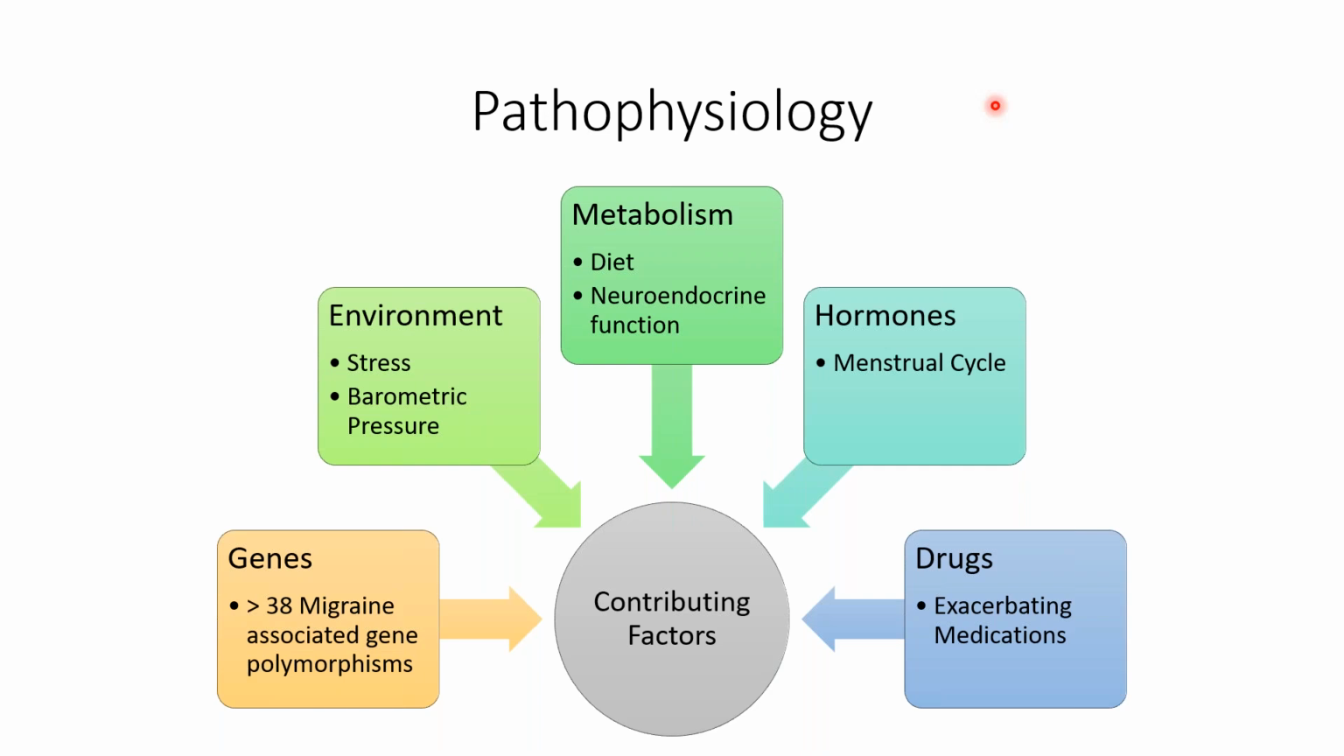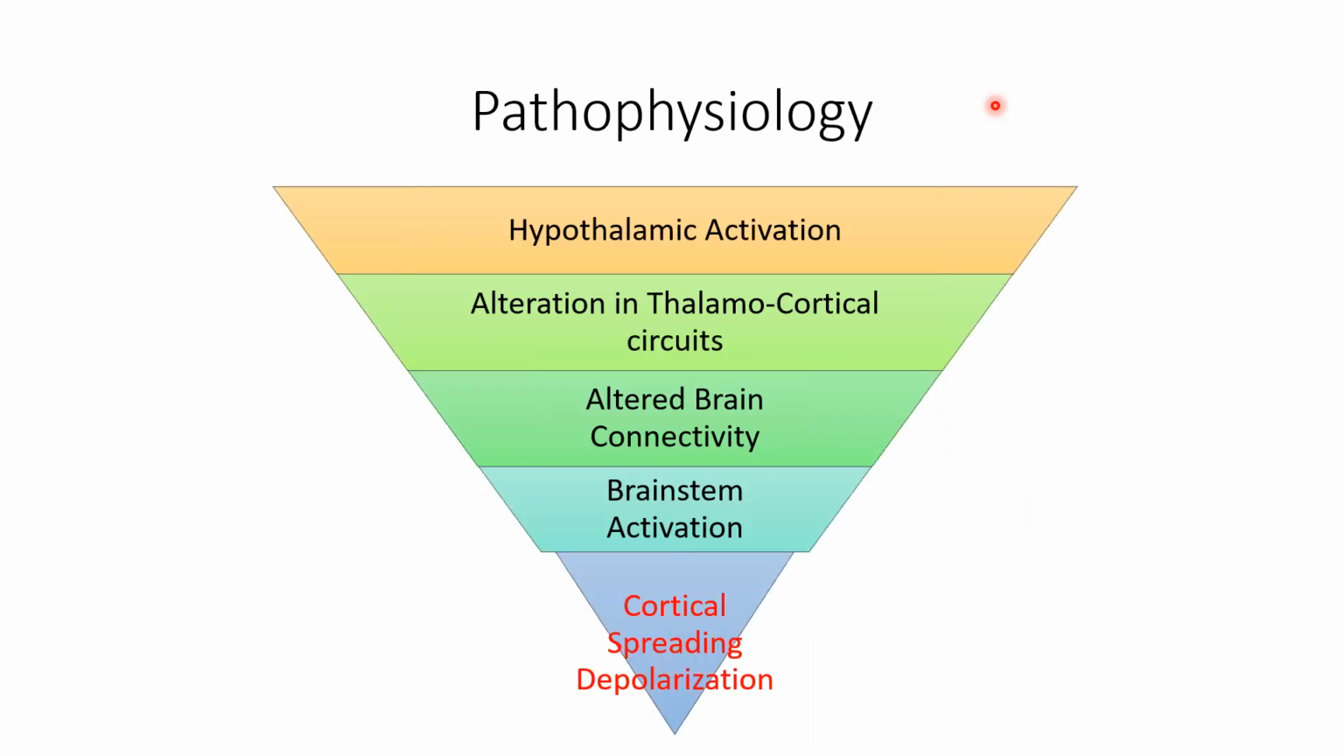More than 38 genes have been associated, the polymorphism has been associated with migraine. Also, there may be environmental stress, there may be metabolic triggers, diet, hormonal triggers, and some drugs which may exacerbate or lead to or trigger the episodes.